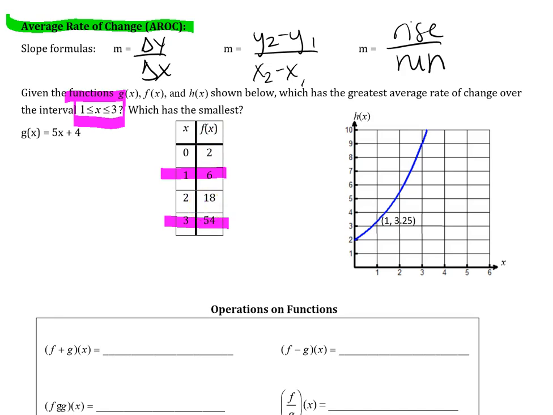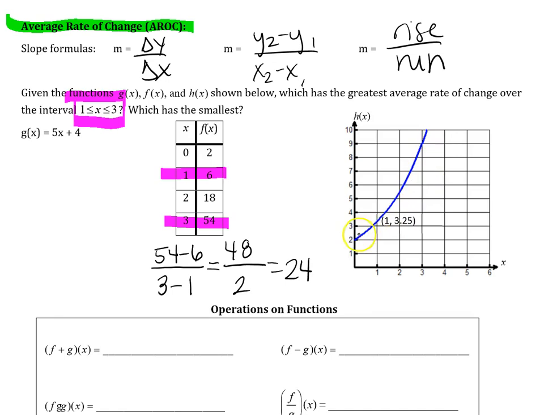So I actually start with the table. When I'm calculating the average rate of change, it's going to be 54 minus 6 over 3 minus 2. So 3 minus 2 is 1. 54 minus 6 is 48. So my average rate of change is 48. Wait a minute. Whoopsies. I made a mistake. Just in the bottom part, though. It was 3 minus 1. Okay, and then 48 divided by 2 is 24. Sorry about that. Okay, so my average rate of change is 24.